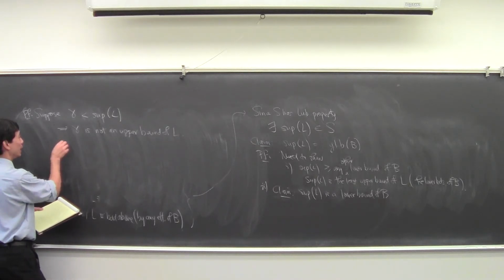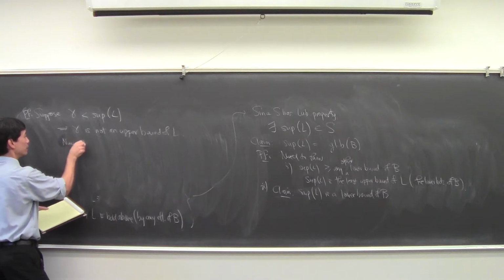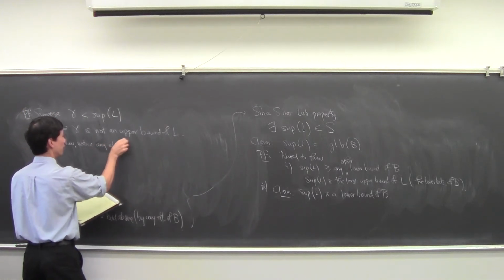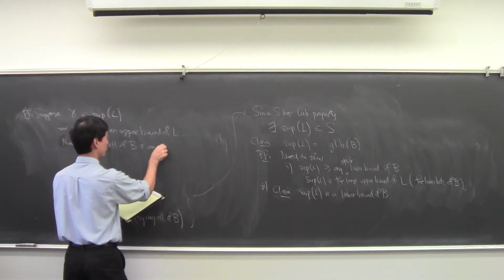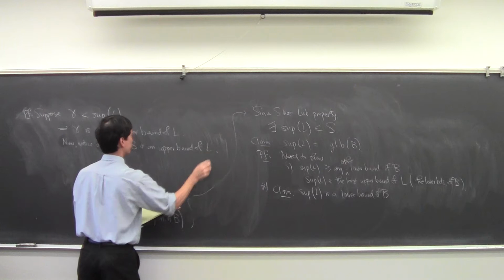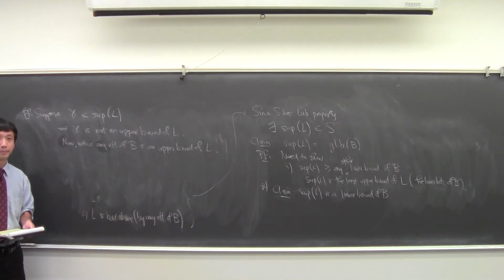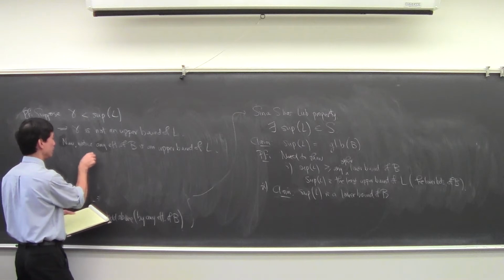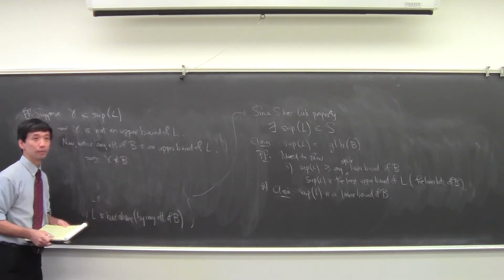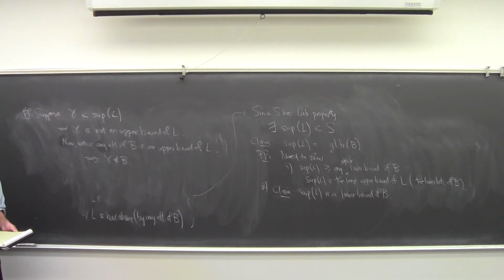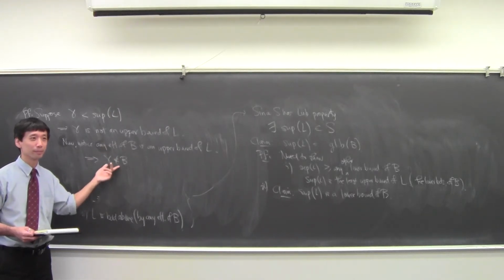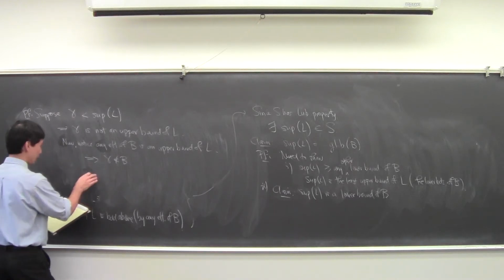So now observe, or recall, that any element of B is an upper bound of L. So the conclusion is that gamma is not in B. Because if gamma is not an upper bound of L, and anybody in B is an upper bound of L, then gamma can't be in B.